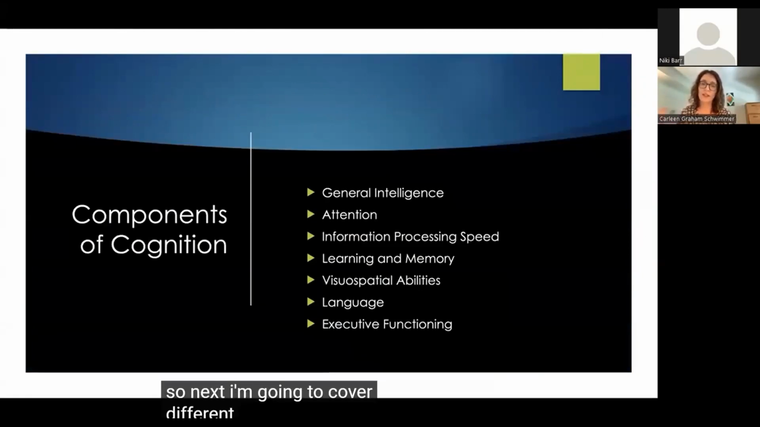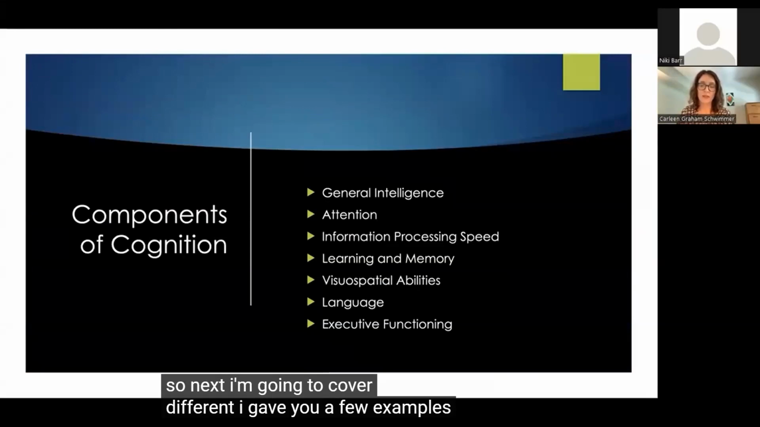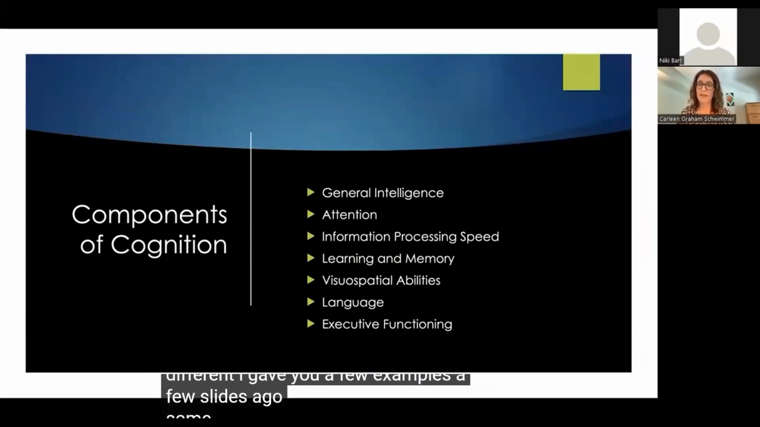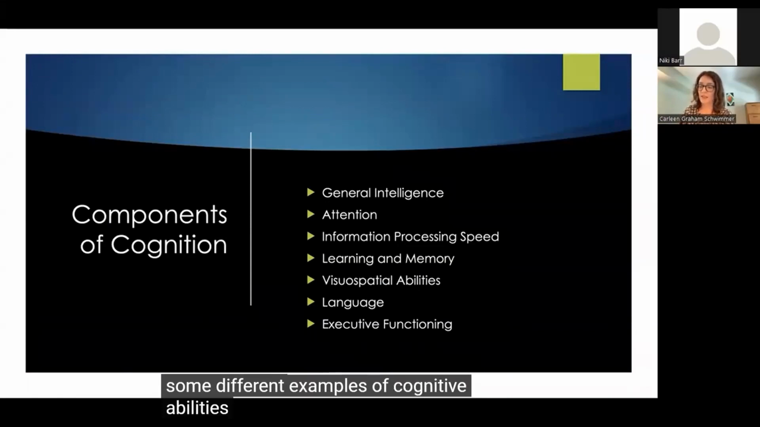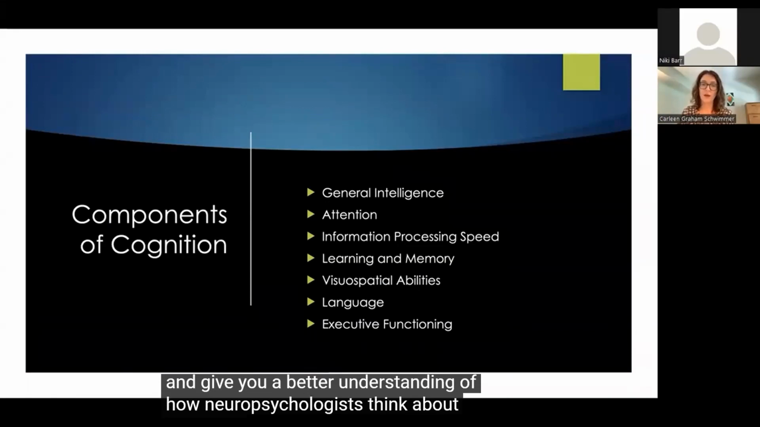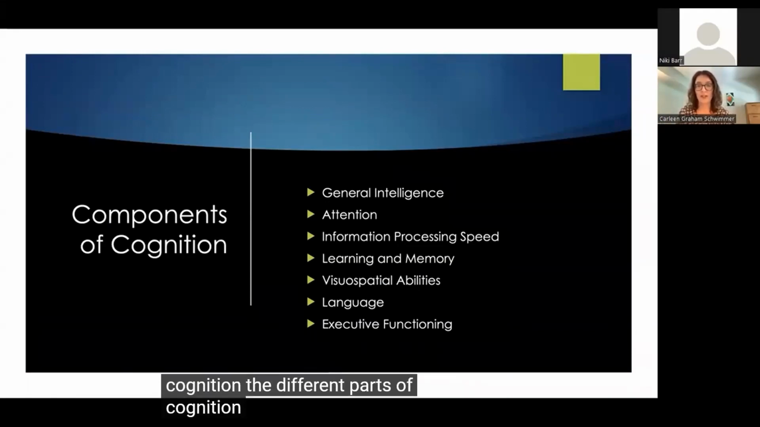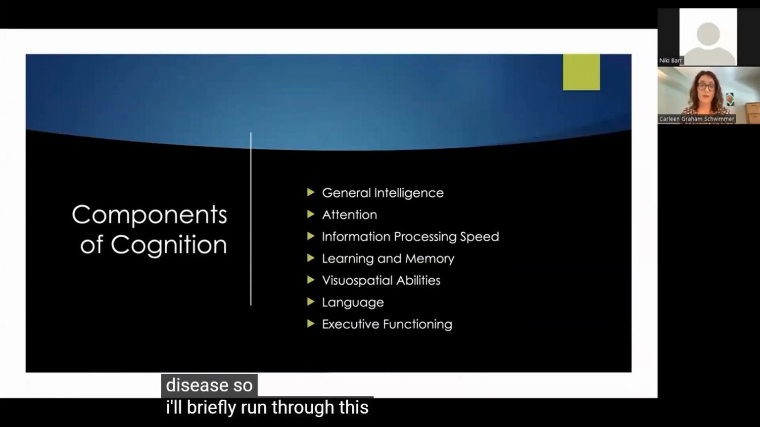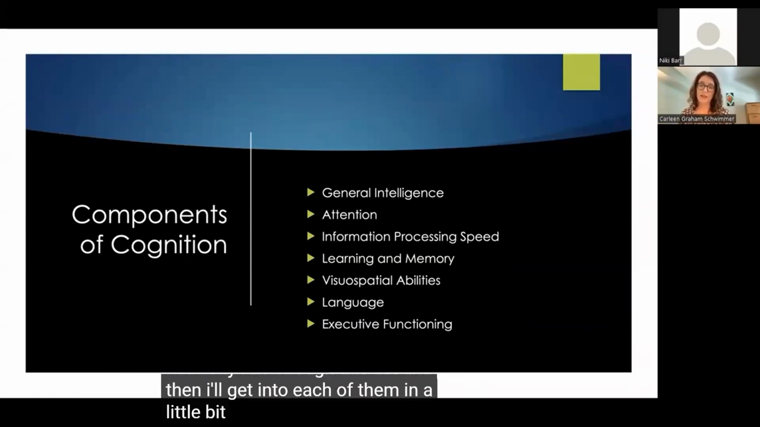So next I'm going to cover, I gave you a few examples a few slides ago, some different examples of cognitive abilities or how we use them in daily life. But now I want to get a little bit more specific and give you a better understanding of how neuropsychologists think about cognition, the different parts of cognition, and then we'll talk about cognitive impairment in Alzheimer's disease and Parkinson's disease. So I'll briefly run through this list and then I'll get into each of them in a little bit of detail in the next few slides.